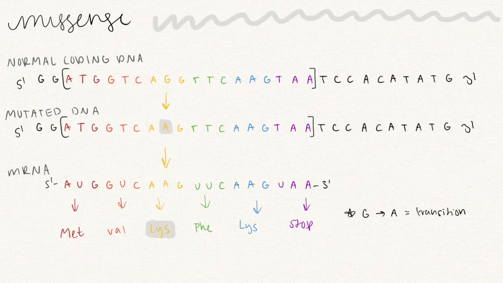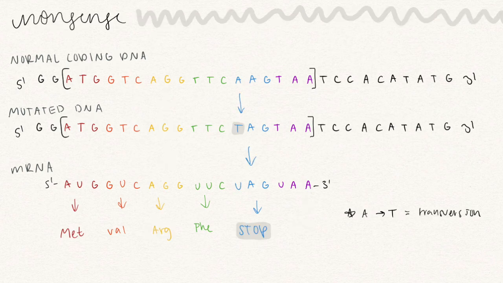Here's an example of a missense mutation. In the DNA coding strand, a G is changed to an A. When transcribed, the third codon no longer codes for arginine like it initially did, and now codes for lysine. This means that the protein product is different and may not be suitable for its intended function. Since G and A are both purines, this is a transition.